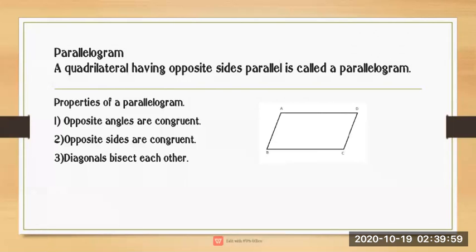So the properties of a parallelogram are: opposite angles are congruent, opposite sides are congruent, diagonals bisect each other. Now what is a parallelogram? A parallelogram is a quadrilateral having opposite sides parallel. Opposite sides should be parallel, so that is called a parallelogram. So we will move to our next one.